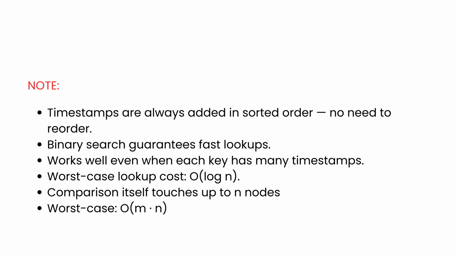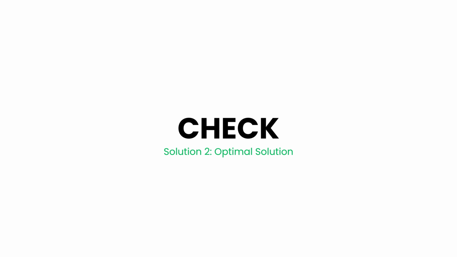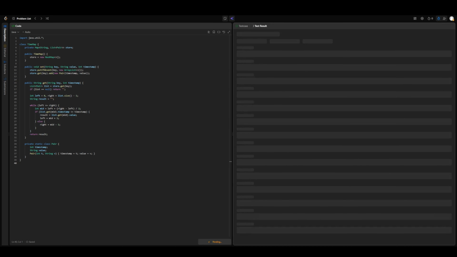Binary search guarantees fast lookups, even when each key has many timestamps. The worst-case lookup cost is O(log n). This is the TimeMap, storing values with timestamps. Set saves a value, get retrieves the latest value at or before a timestamp.